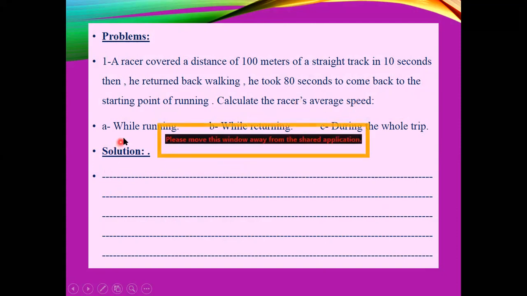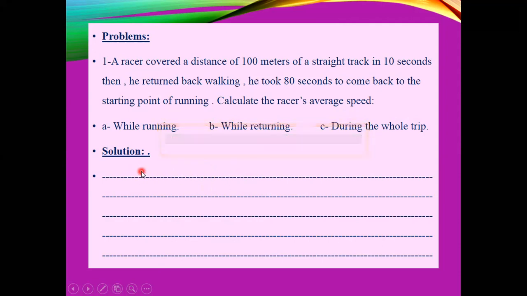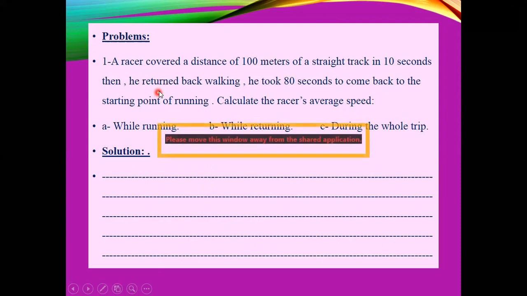Let's think together. While running, the first 100 meters distance is 100 and time is 10. So the speed will be 100 divided by 10. While returning, he went back to the starting point. It means that he also covers 100 meters, but the time here is 80 seconds. During the whole trip, I will add the total distance divided by total time. This is the average speed. Total distance 100 and returning 100 makes 200, and the time is 10 plus 80 equals 90.